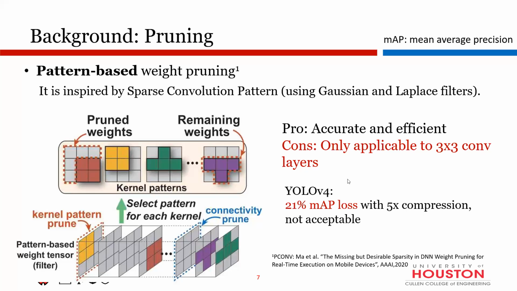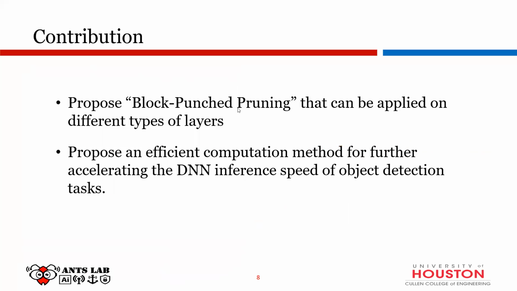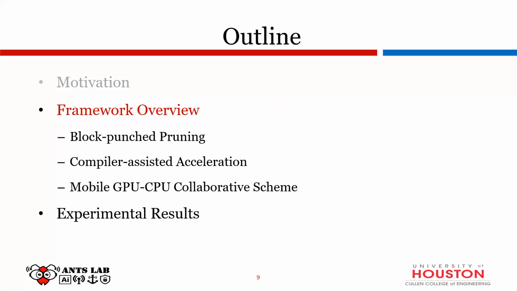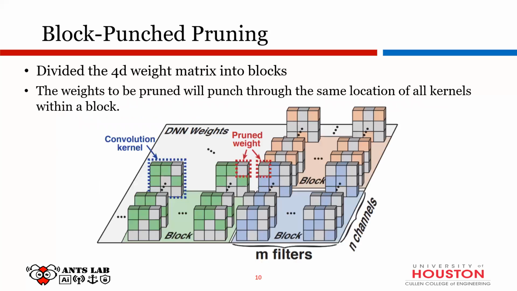So in this paper, they try to design a new pruning method called block punched pruning that can be applied in different types of layers with different kernel sizes. And also they try to design an efficient computing method to further speed up the inference. Next, we'll see the framework overview.